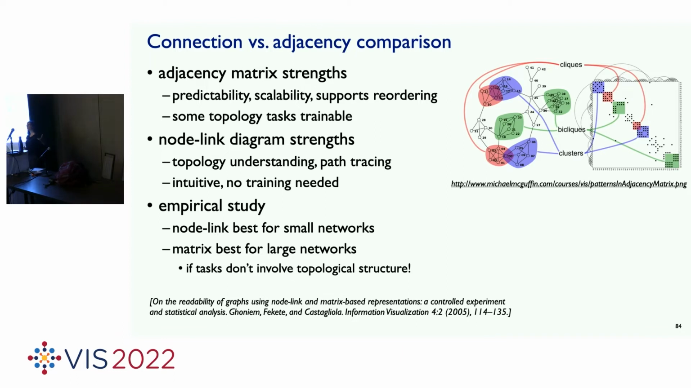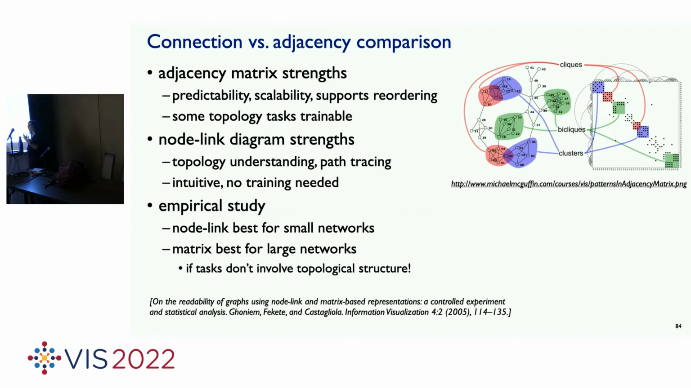What's great about a node link diagram? If you handed somebody a napkin and you asked them to draw you a picture of the graph, that's probably what they would do. It's very intuitive, it's very familiar. People typically don't need a lot of training to do things like trace a path, they do that automatically. So there's been some work on the trade-offs between these. One of the early papers was from Ghoniem and Fekete.